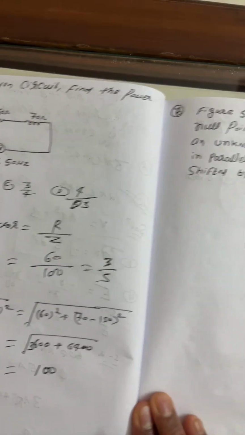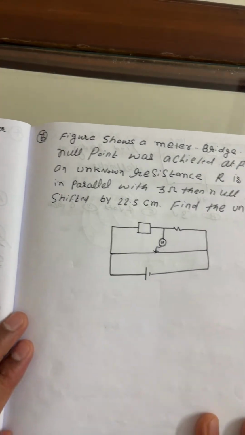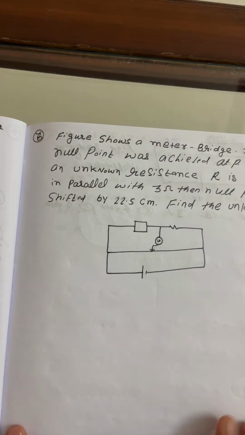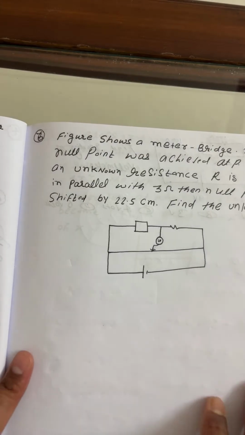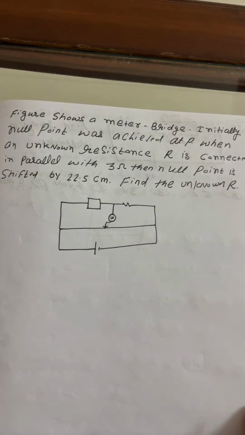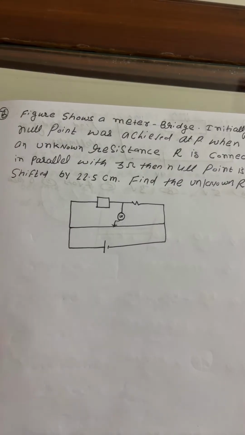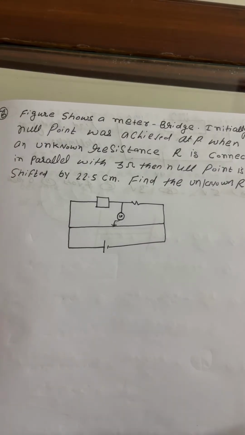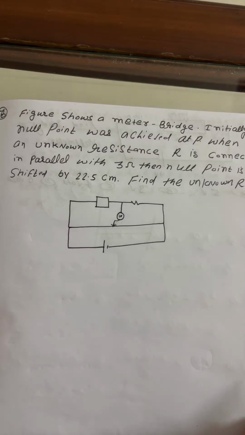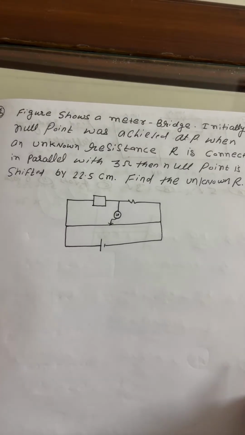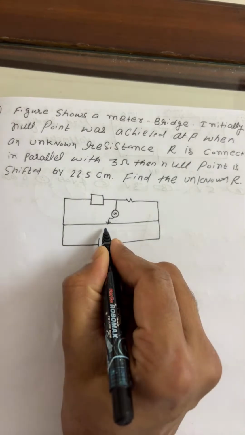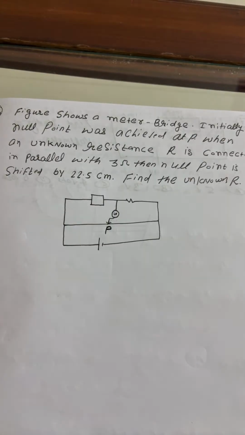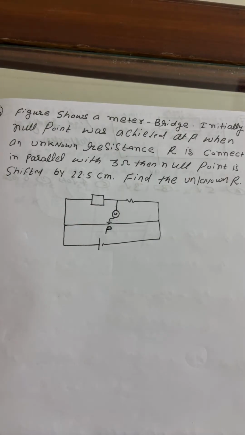Now have a look at the next question. Yes, Hare Krishna, students. I'm very happy to see you. Now this is the question: Figure shows a meter bridge. Initially, a null point was achieved at P. You can see this is the P.